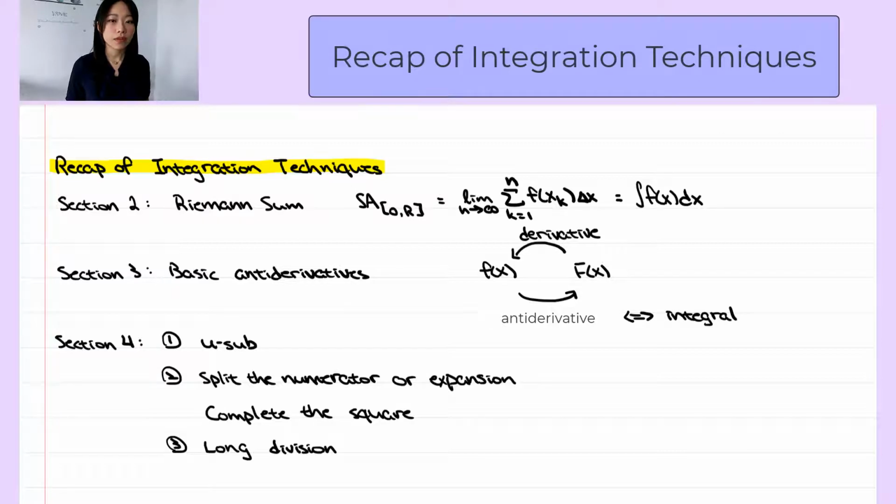First one is u-sub. Then the second one is the algebraic method, including splitting the numerator or expanding the integrand. Another technique is to complete the square. And the third technique in section 4 is when you have a rational function and the degree in the numerator is greater than the degree in the denominator, then we can use long division: the numerator, n of x, divided by the denominator, d of x.